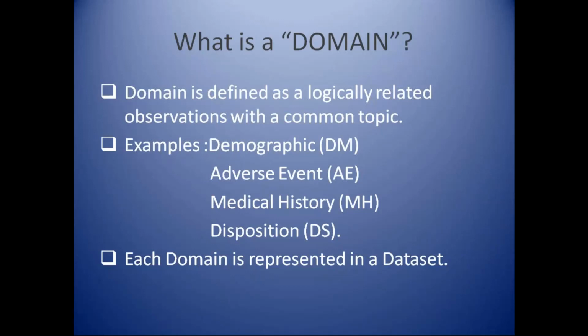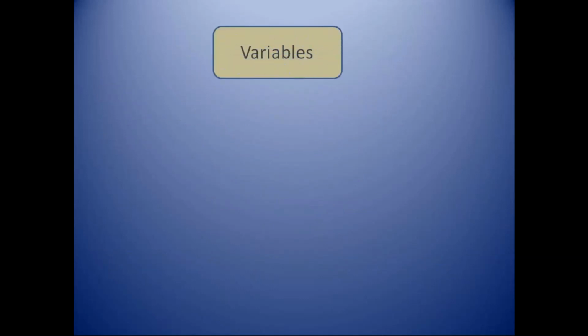Each domain is represented in a data set. So when we talk about the SDTM, each domain is represented in a data set. What is the naming of a domain? The naming of a domain is always followed by two unique characters. For example, demographic has only two unique characters, DM. Adverse event has two unique characters, AE, and medical history also has two unique characters, MH. Like that, we have these two-character codes for naming a data set, which in turn represents a domain.